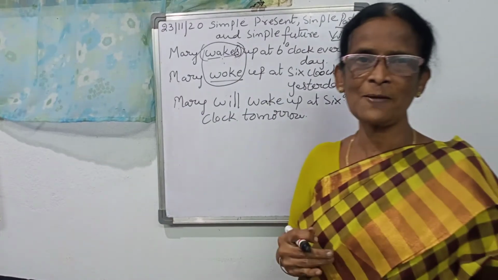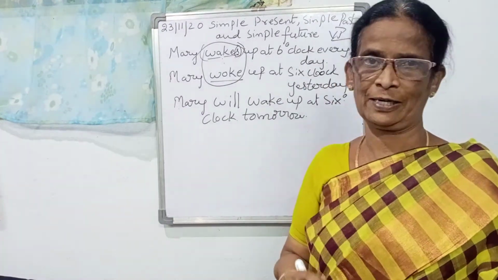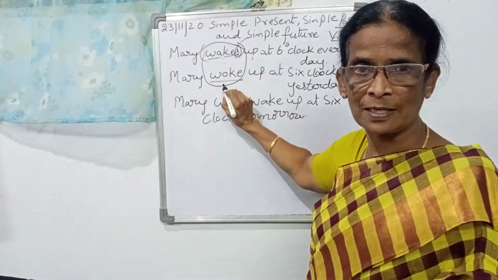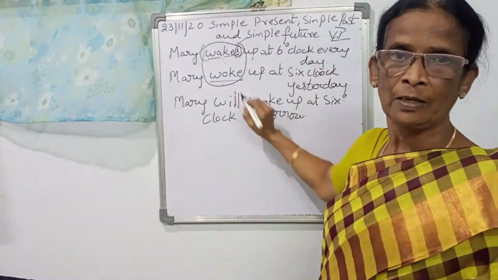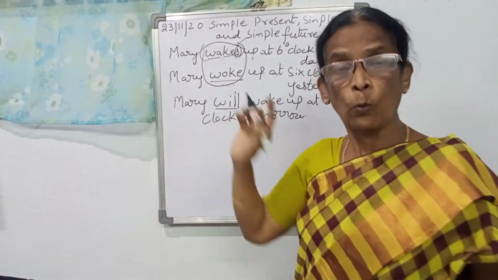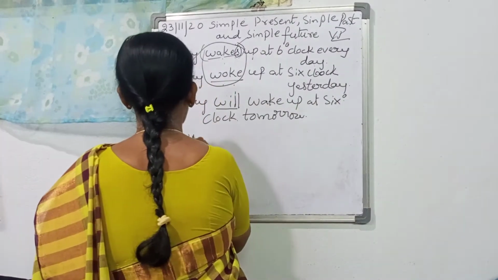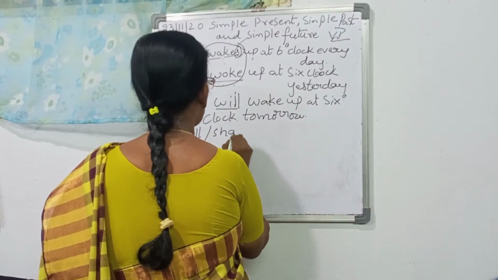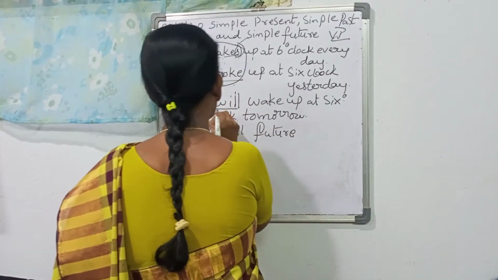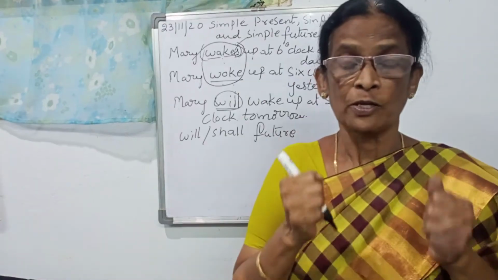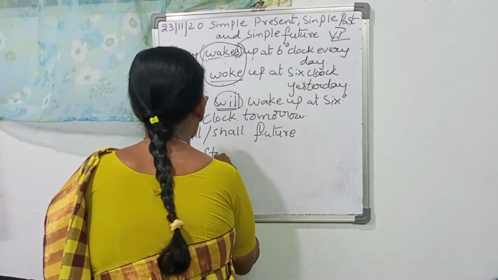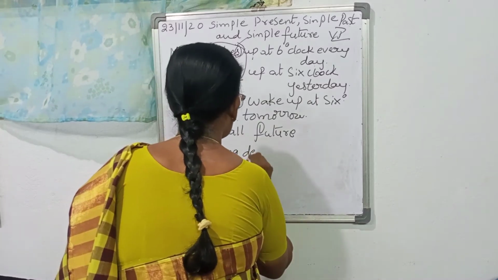Is there any difference, ma? Yes, there is a difference. This is the present tense. Present tense changes to past tense, yesterday's action. Tomorrow's action, we have to use the will. Will and shall shows the future. That too will show the strong determination.